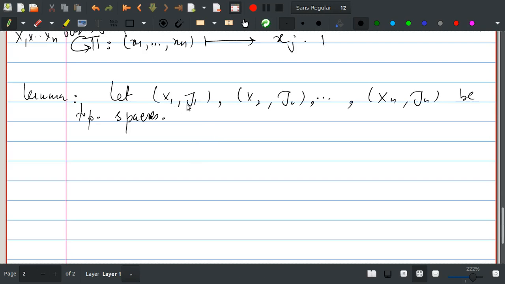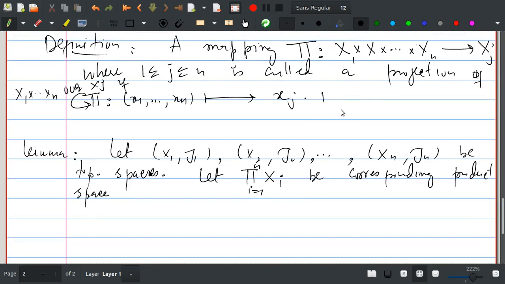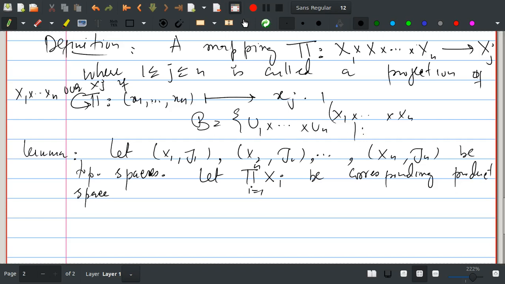Let us consider the corresponding product topology on these topologies. Let the product of xi, where i goes from 1 to n, be the corresponding product space. That means if we take this set x1 cross so on cross xn and consider the collection B of sets of the form u1 cross so on cross un, where ui is in ti for all i, then this collection of sets will form a basis for some topology on this Cartesian product. That will be our product topology.